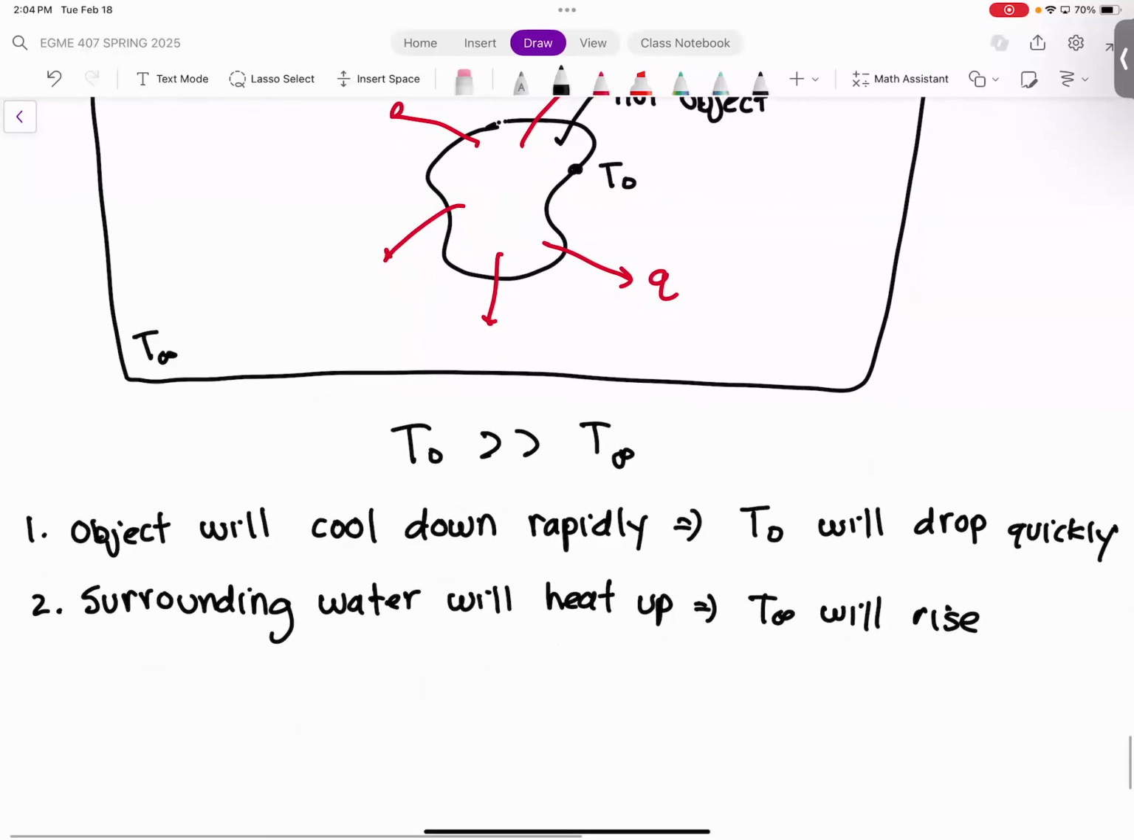But generally speaking, at least for our case, point number two, we're going to assume that this is not going to happen, because we're going to assume that our fluid is so vast that it acts as a reservoir. So any temperature difference that occurs within the fluid itself is going to be relatively negligible.